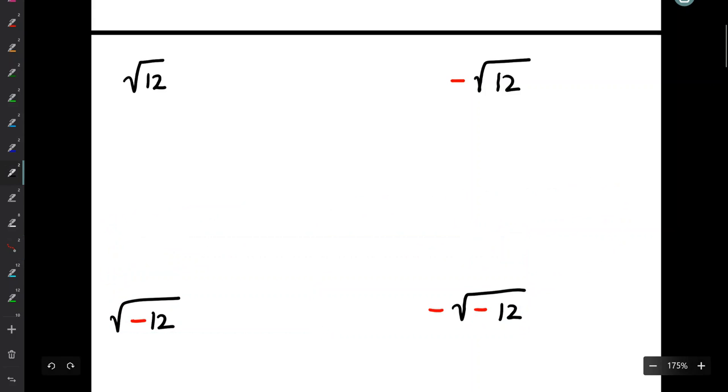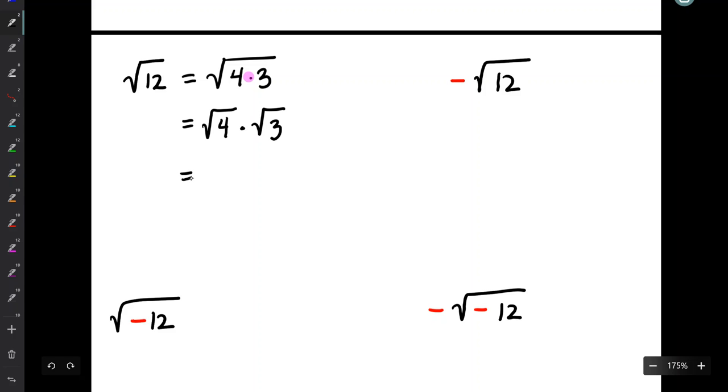Okay, so the square root of 12, using my product property, I know that 4 times 3 is 12. You know, also 6 times 2 is 12, but the reason why I want to factor it this way is because 4 is a perfect square, and I'm looking at square roots. So this is the square root of 4 times the square root of 3. The square root of 4 is 2, and the square root of 3 is the square root of 3, and we are done.